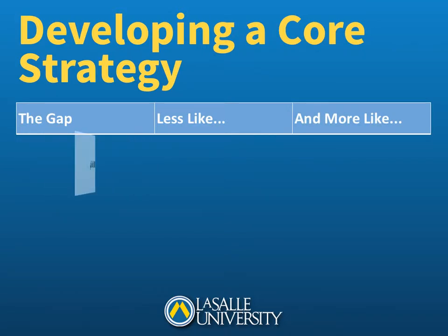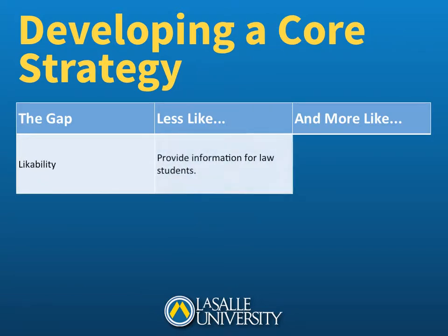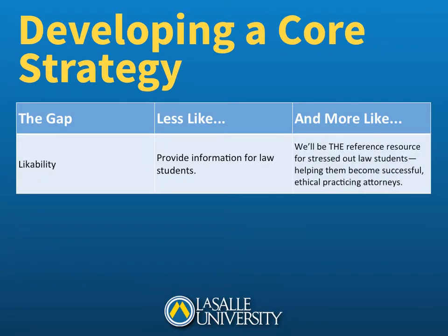So say that there's a campaign with a likability gap. In this example, it would be less like "provide information for law students." And it would be more like, "we're going to be the reference resource for stressed out law students. We're going to help them become successful, ethical, practicing attorneys." So the likability gap in something that just might be information for law students can actually close that likability gap by being something that is valuable to stressed out law students.